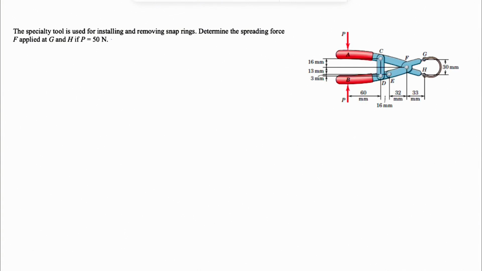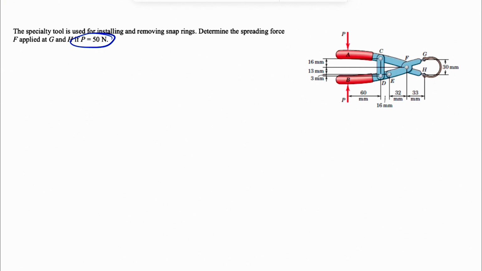Alright guys, let's see how we can solve another question from the fourth chapter of the Engineering Mechanics by Meriam. In this one we have a specialty tool that is used for installing and removing snap rings. We need to determine the spreading force F applied at points G and H, knowing that our force P applied to the handles is 50 newtons.